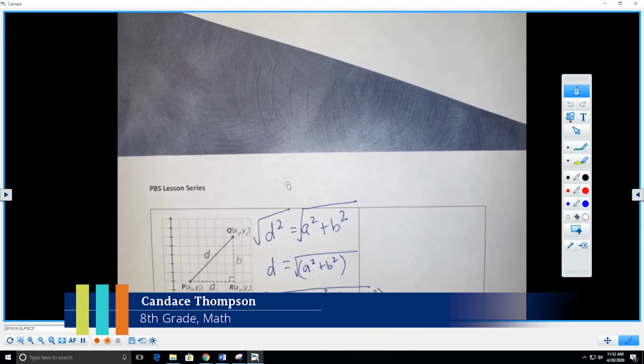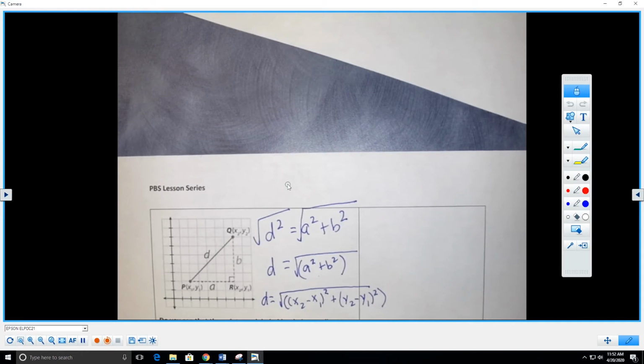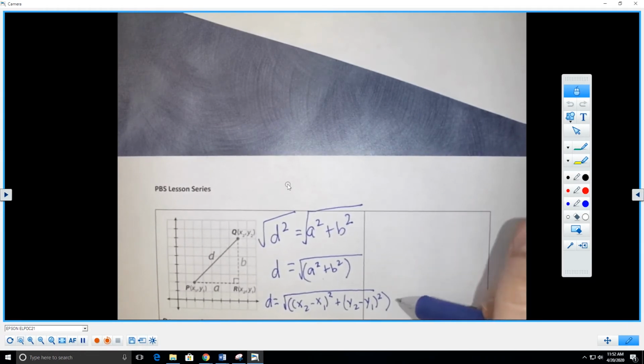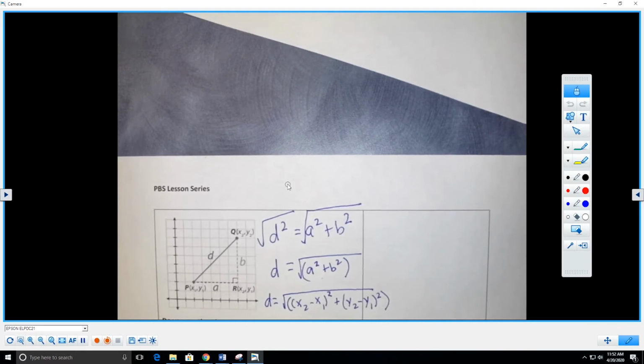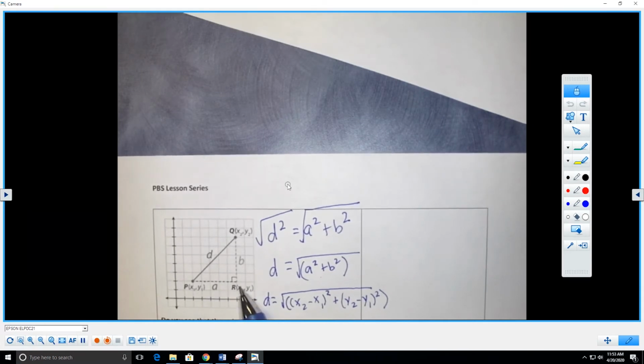Whew, that was actually a brief exploration into a proof of the distance formula. Make sure you have this formula written down and label it distance between 2 points formula. I'll read it again. So d equals the square root of x2 minus x1 squared. Remember, that's just how we found the distance here. Plus y2 minus y1 squared. Remember, that's how we found b here.